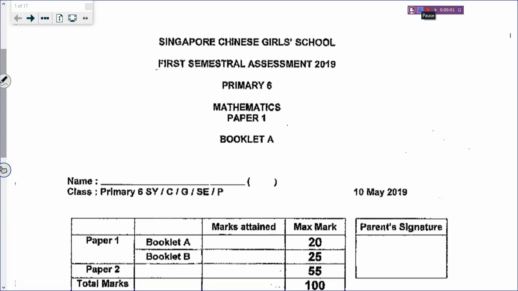Hi, today we are going to look at Singapore Chinese Girls' School SA1 2019. We are going to look into Paper 1 and how to solve the problems in Paper 1. We are returning to the basics, looking at the fundamentals and the concepts for all the topics that you have learned, to prepare yourself for PSLE. So let's look at question 1, and we will go through slowly.